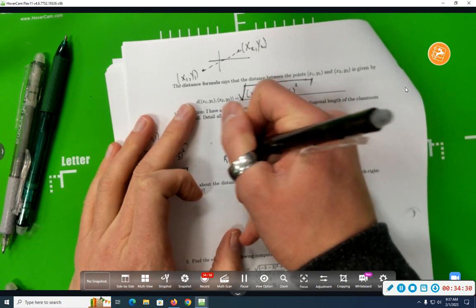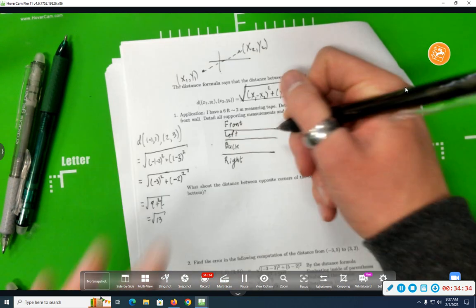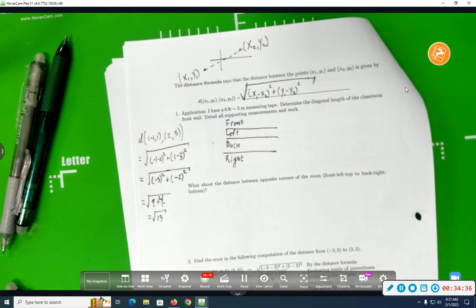Okay. It's 317.59 inches, roughly. Do we want to convert it?